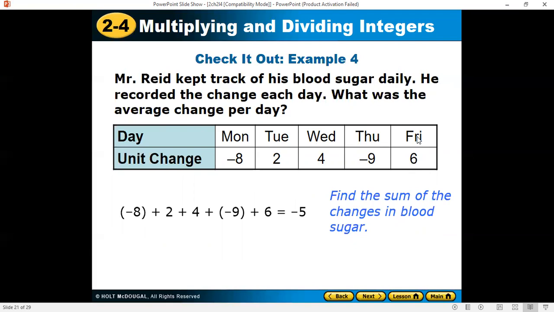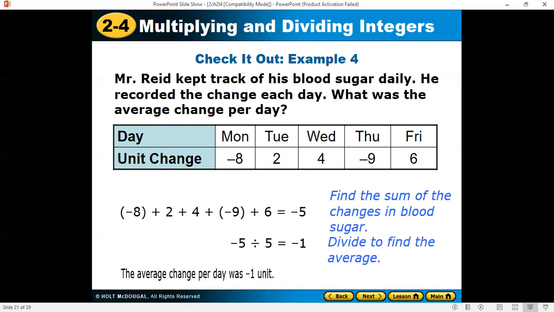How many days do you have in the table? 1, 2, 3, 4, 5. So I have to divide negative 5 by 5 to find negative 1. So the average change per day was negative 1 unit.